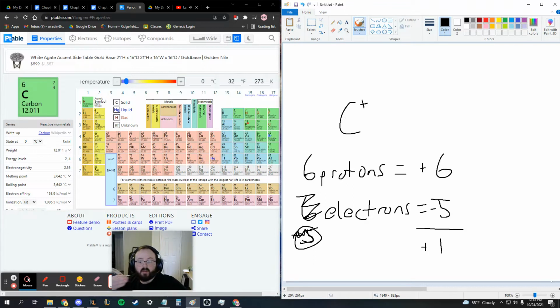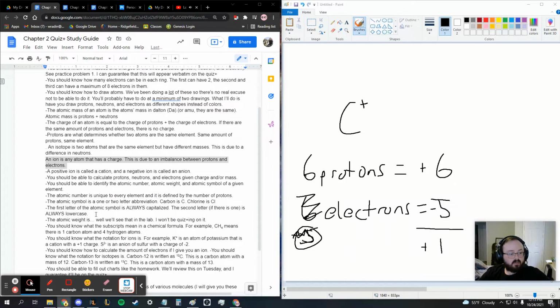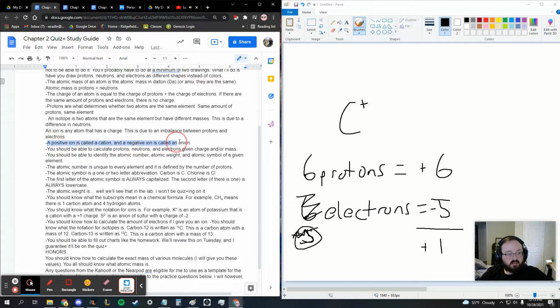Alright, so the amount of electrons changes in order for something to become an ion. If we go back over here, a positive ion is a cation, a negative ion is an anion. So this would be a cation. Okay, so you should be able to calculate the protons, neutrons, and electrons given a charge or mass. So this is really what I've just done right here.